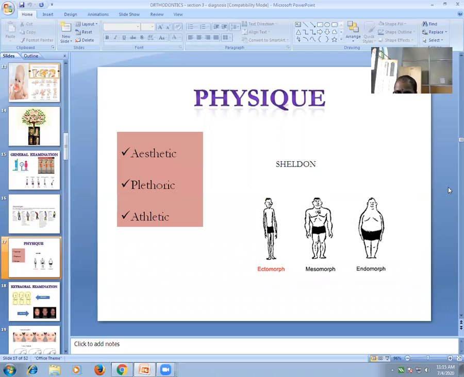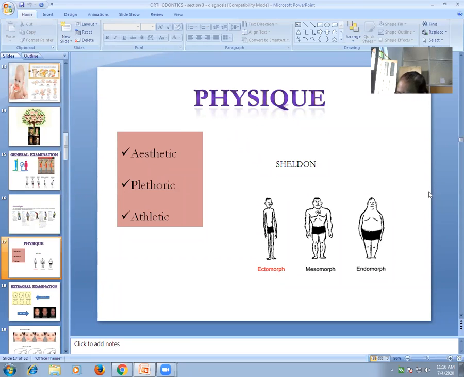Then the physique. According to Sheldon, he has divided the physique into ectomorph, mesomorph, and endomorph. Generally, we classify it as asthenic, plethoric, and athletic. Asthenic is normal, that means mesomorph according to Sheldon, normal height and weight. Then ectomorph, in postures, the patient is very thin and height is more, that is athletic in general terms. Then endomorph is an obese or fat person, that is plethoric in general terms.